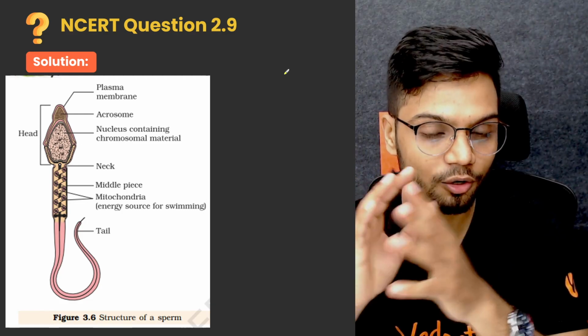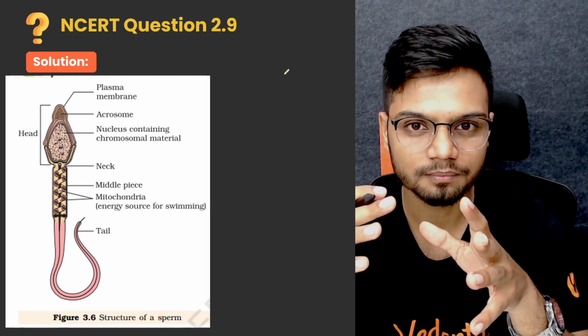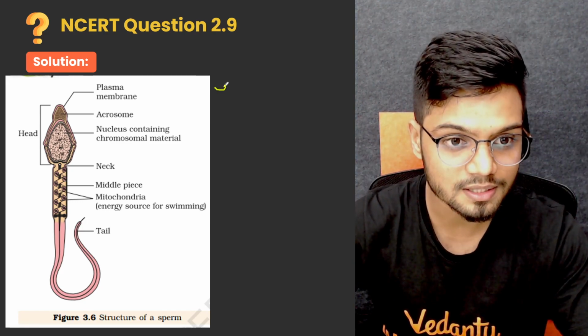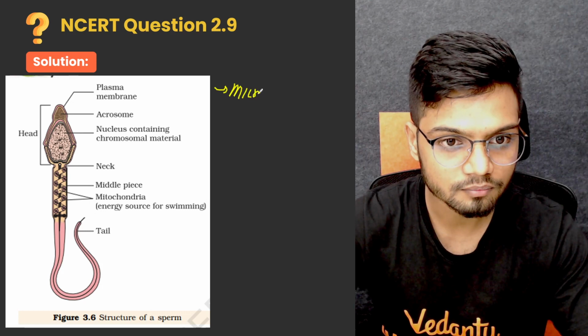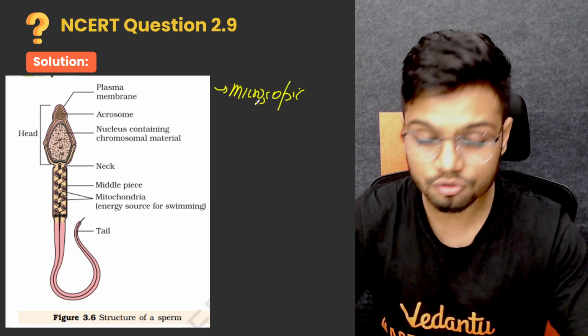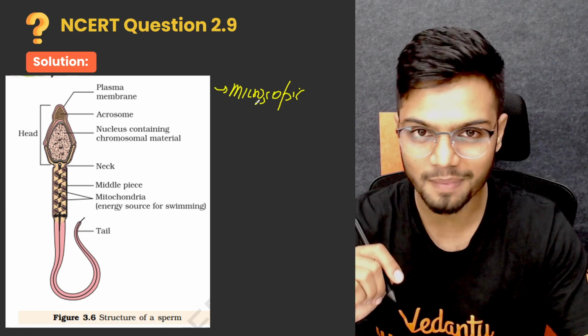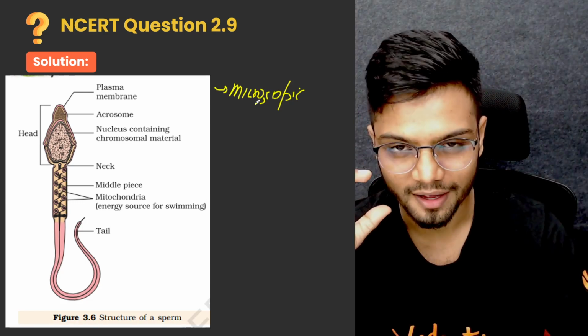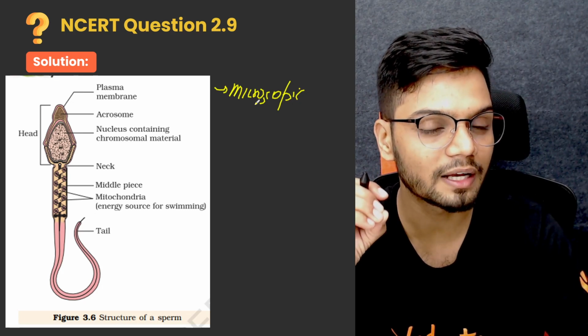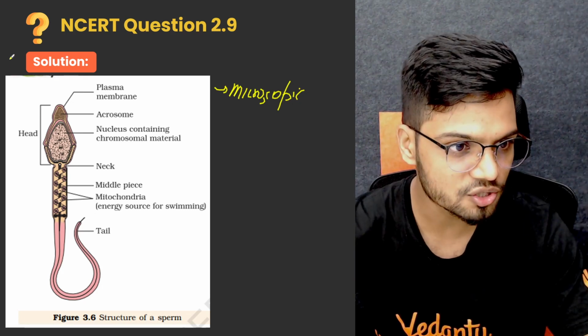of each part. Okay. So if you look at the structure of the sperm, this structure is microscopic, but it is again divided. If you look closely at the diagram here, the division is mainly into four types. That is your head region.